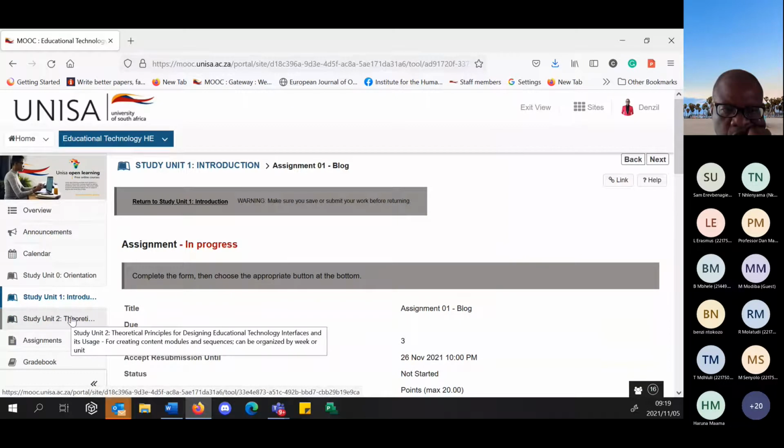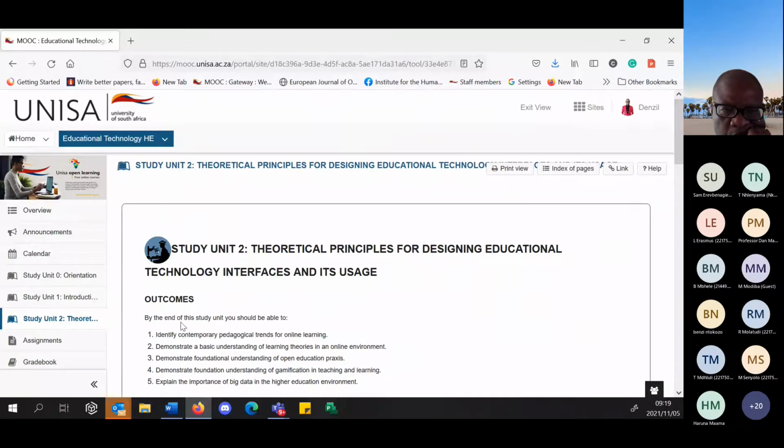Okay, now today we move on to a very interesting session, and one that I actually like a lot personally, because it allows us to really think about the theoretical principles for designing educational technology interfaces and their usage. And more specifically, many of us, myself included, if we are academics, specialize in a specific discipline. And sometimes we have the challenge of how to bring discipline-specific knowledge across in constructive ways that actually speak to our students.